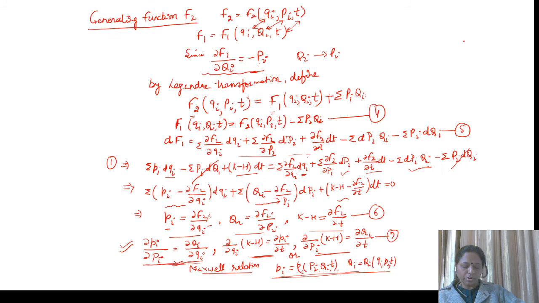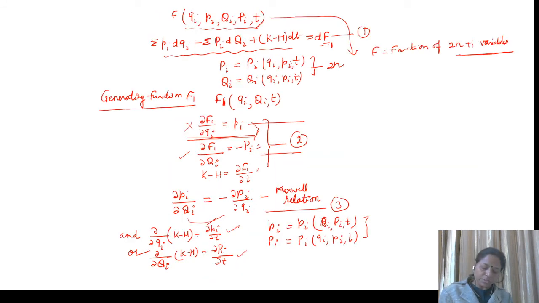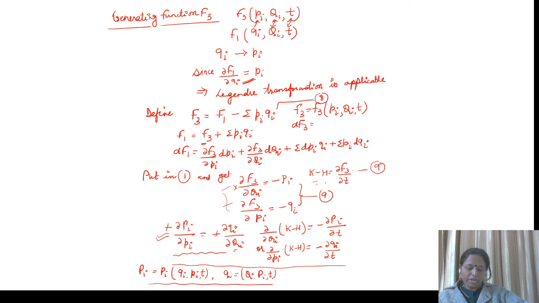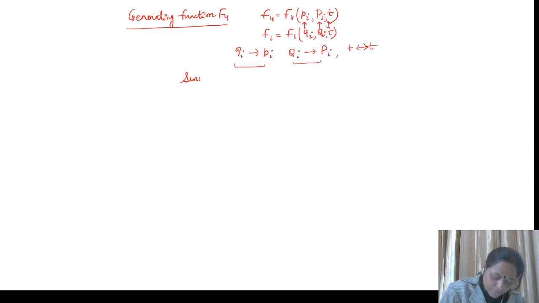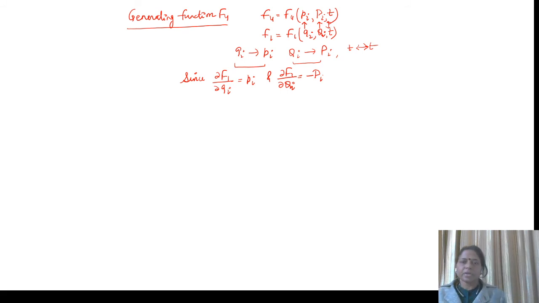Again, you look at the equations for F1. These are the equations. In these equations, these two are related. So I'll use both the relations, since delta F1 by delta q_i is p_i and delta F1 by delta capital Q_i is minus capital P_i. Now Legendre transformation says that with the help of these equations and a combination of these variables, you can define a function.